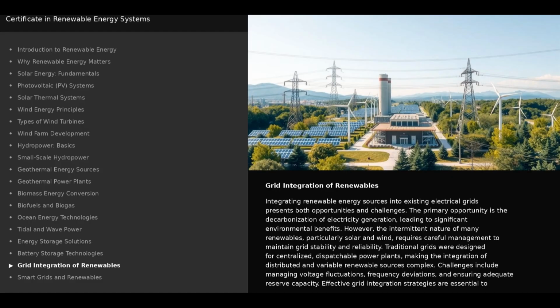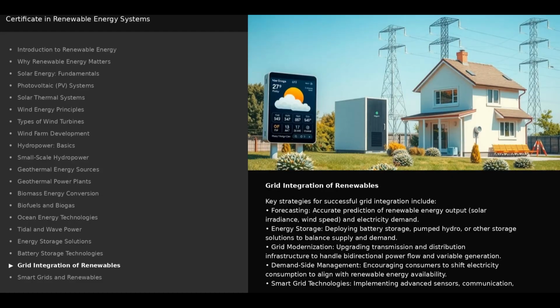Challenges include managing voltage fluctuations, frequency deviations, and ensuring adequate reserve capacity. Effective grid integration strategies are essential to maximize the benefits of renewables while minimizing disruptions to power supply. This requires advanced planning and technological solutions. Key strategies for successful grid integration include forecasting, accurate prediction of renewable energy output, solar irradiance, wind speed, and electricity demand.